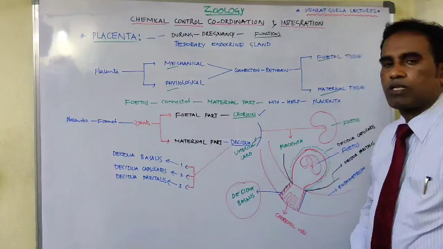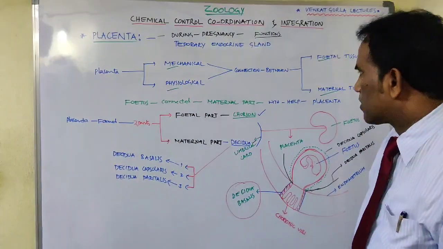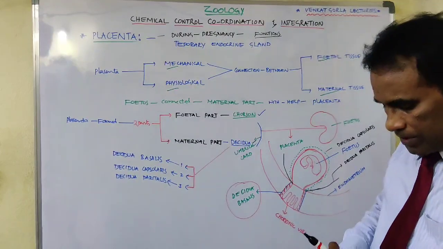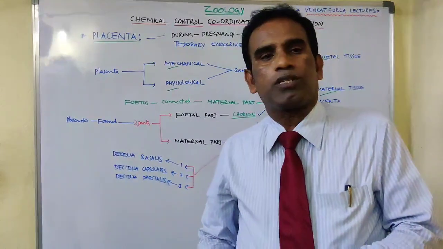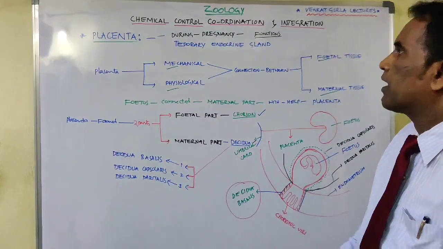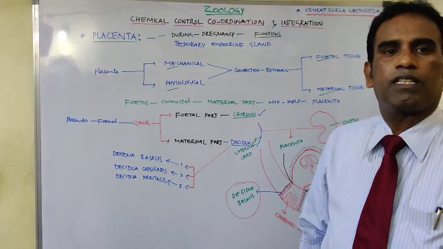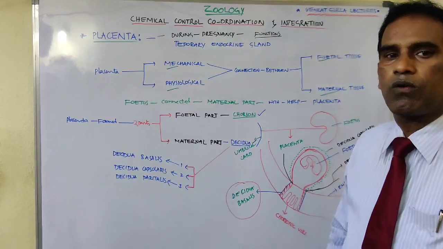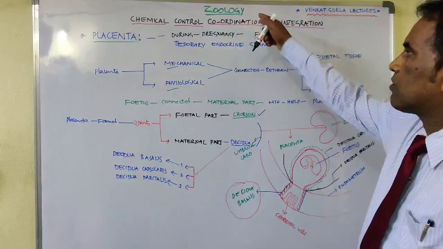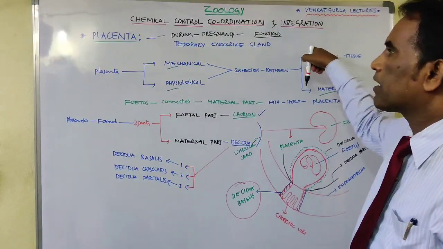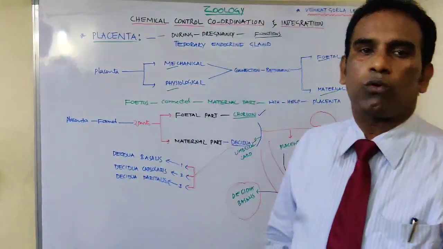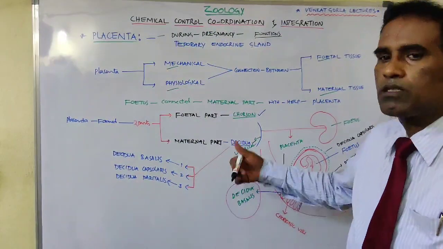It helps in the transportation of nutrients, and in the transportation of oxygen and carbon dioxide, that means exchange of gases. It helps in the elimination of nitrogenous substances. It is also concerned with passive immunity. The most important function as far as your topic is concerned is chemical control and coordination. The placenta secretes hormones. The list of hormones we will see now.